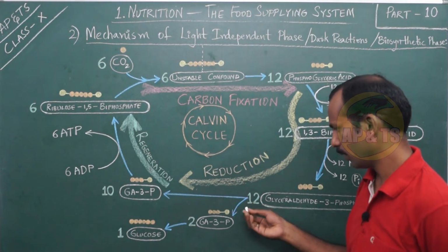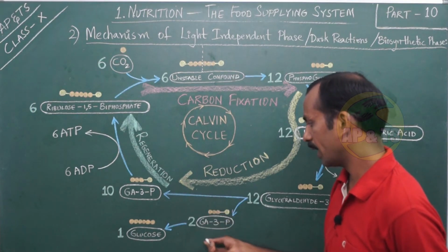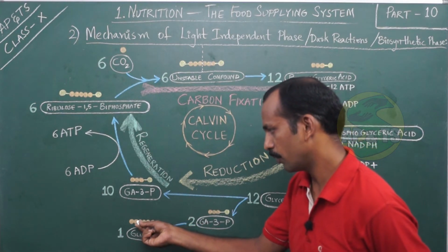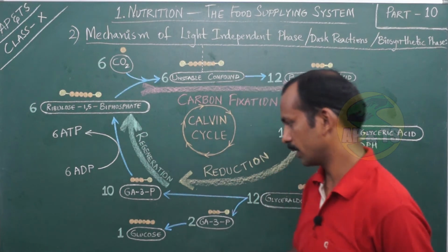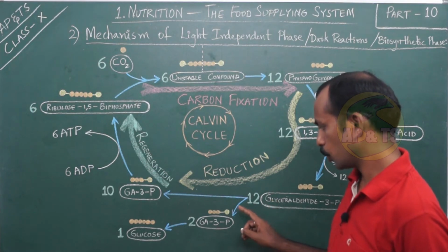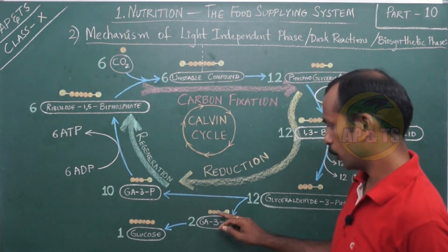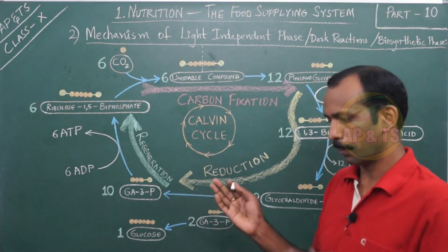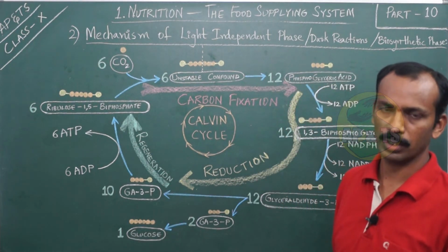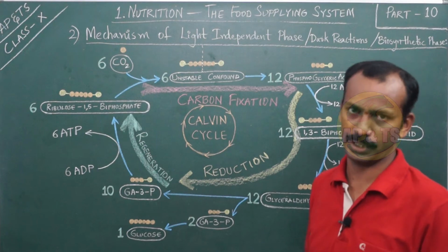So out of this 12, 2 of the glyceraldehyde 3-phosphate were combined. So these 2 molecules combined to form a 6 carbon atom molecule, that is nothing but glucose. Okay children? Out of the 12, 2 were used to form the glucose molecule. 3 carbon atoms combine to form 1 6 carbon atom. That 6 carbon atom is glucose. Now you have seen, children, how the glucose is formed in the dark reactions in the second stage, right?